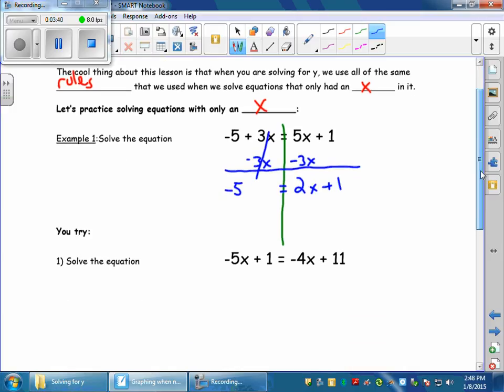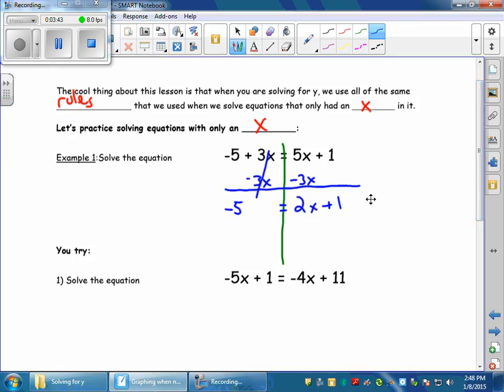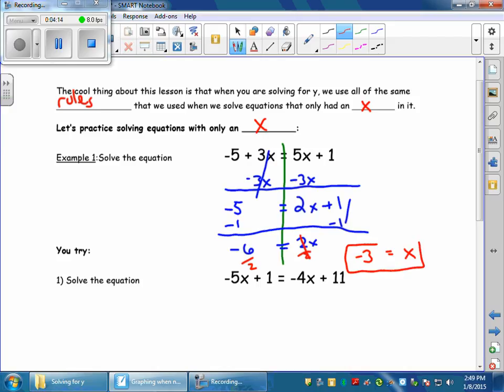This still is not solved, though. Does anyone remember what type of equation this is? Hopefully you answered a two-step equation. I'm going to subtract 1 on both sides to make it a one-step equation. And I end up getting negative 6 is equal to 2x. My last step for this is to divide by 2. And I end up getting negative 3 on this side, because they're not happy to be together, is equal to, these 2's will cancel out, and all that's left is x. So there's my answer for that.